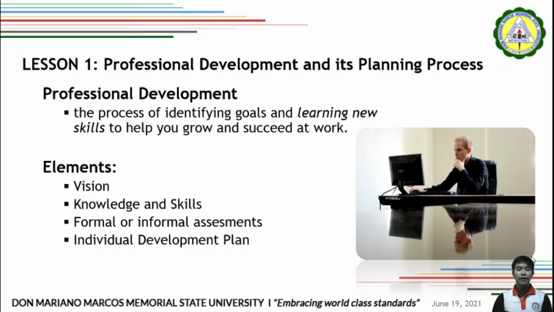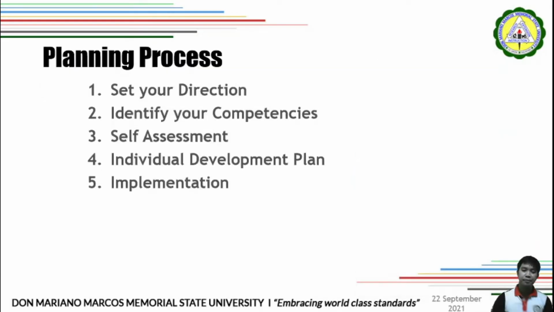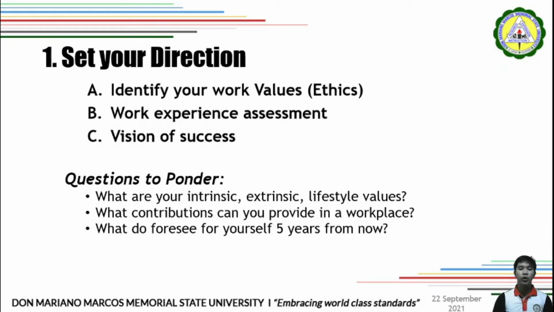Now, here are the specific process of professional development planning. So, ano bang dapat gawin natin? So, we have to set our direction, we have to identify our competencies, and we need to do self-assessment and have our individual development plan, and then we need to implement it. Now, first step is to set your direction. In setting your direction, the first thing you need to do is to identify or examine your work values, like feeling of accomplishments or contributions.